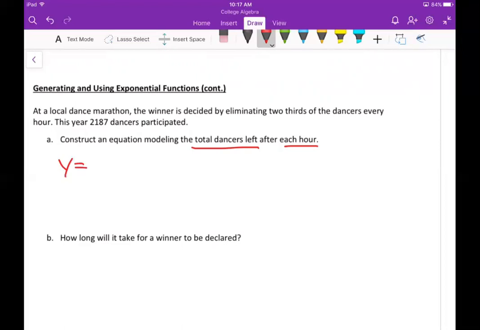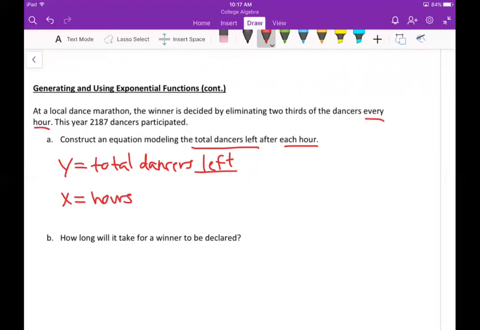This really starts by understanding what X and Y are. Y is the total dancers left, not the ones that we kicked out, right? But the total dancers left on the floor. And X is in terms of hours, since we're eliminating dancers every hour.